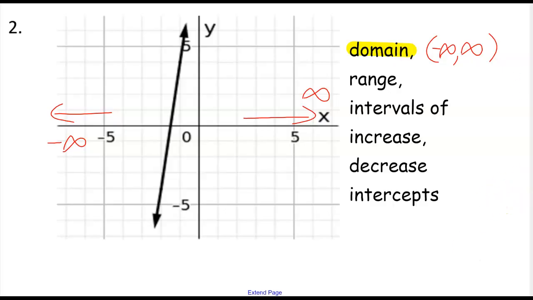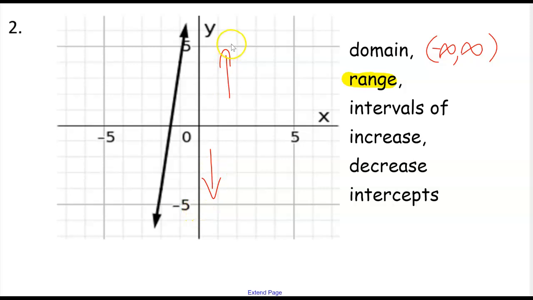Now let's find the range. How low does it go to how high it goes? Same thing. It's going to be negative infinity to positive infinity. So our range is negative infinity to positive infinity.